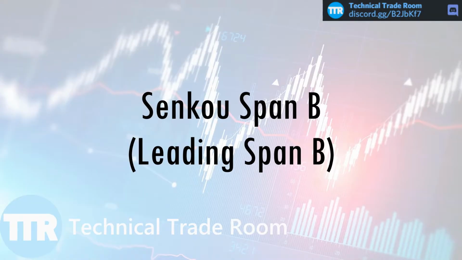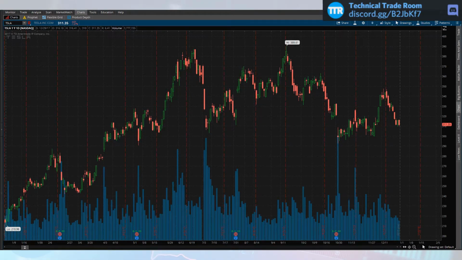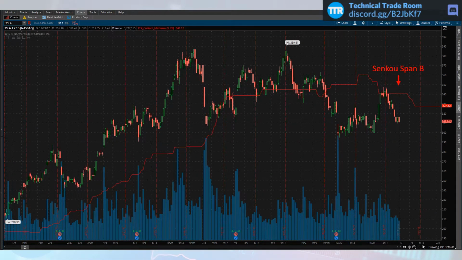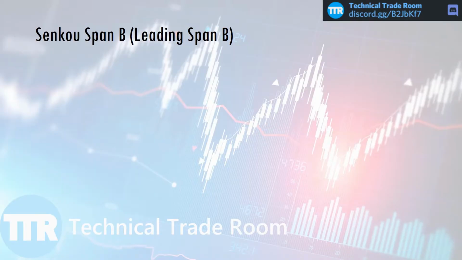Senko Span B, also known as Leading Span B. Senko Span B is the partner to Senko Span A and has an interesting relationship with price. Let's overlay Senko Span B on the price chart now and go over why it's one of the most important parts of the Ichimoku chart. The Senko Span B uses the 52-period high and the 52-period low in its equation.